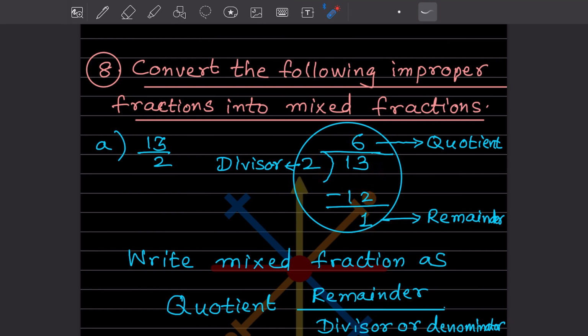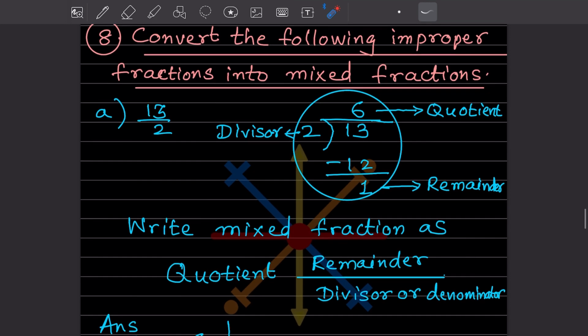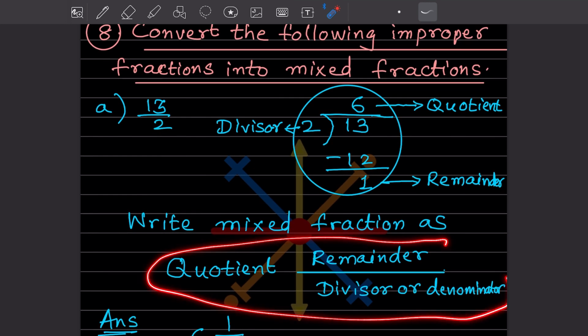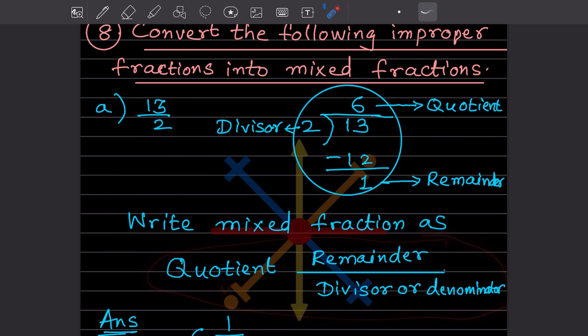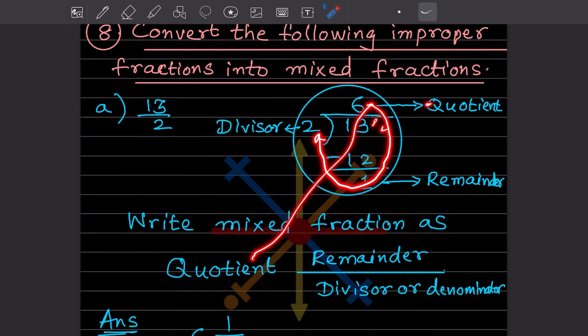So you know this is the quotient, this is the remainder, and this is the divisor, and this is the dividend, isn't it? So you should know all these things. Sometimes they ask you what is the quotient and what is the remainder. So the mixed fraction is nothing but, just keep this in mind, whatever you get, we'll start from the quotient, and it goes over here on the left hand side.